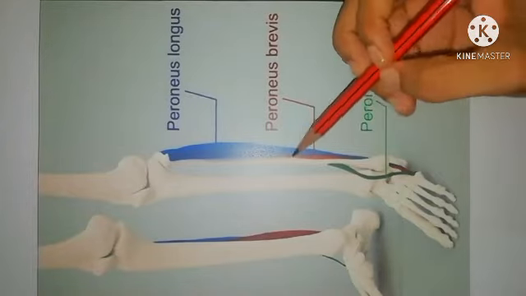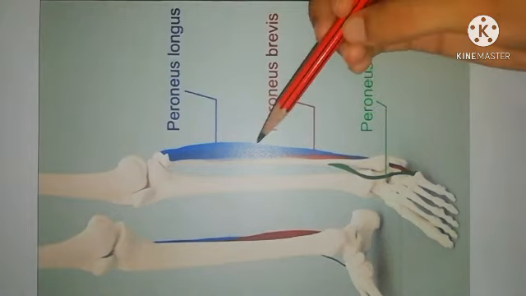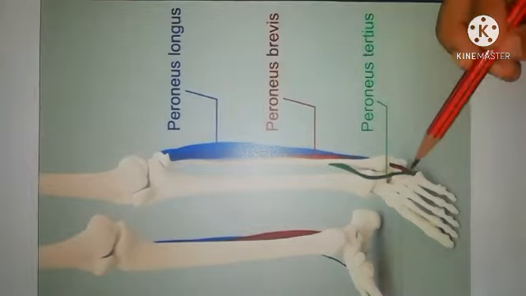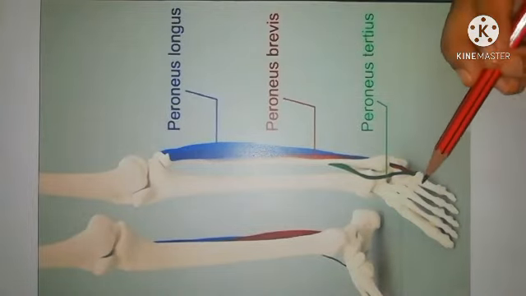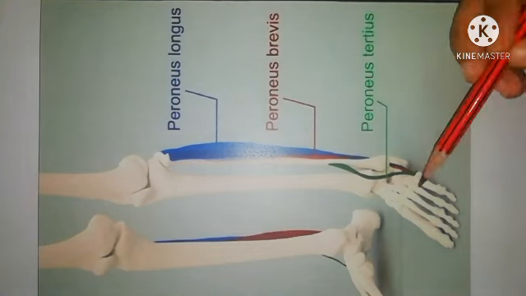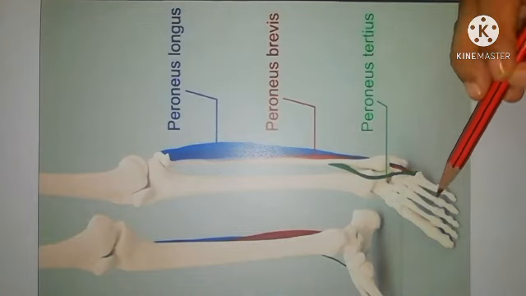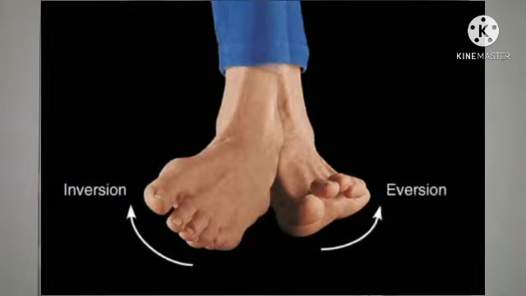Peroneus brevis muscle. It lies deep to Peroneus longus. The origin is again from the lateral surface of the shaft of fibula. Insertion is in lateral side of the base of the fifth metatarsal bone. This is the fifth metatarsal bone. This is first metatarsal bone, this is second, this is third, fourth and fifth. The nerve supply is superficial peroneal nerve. Action is eversion of foot.